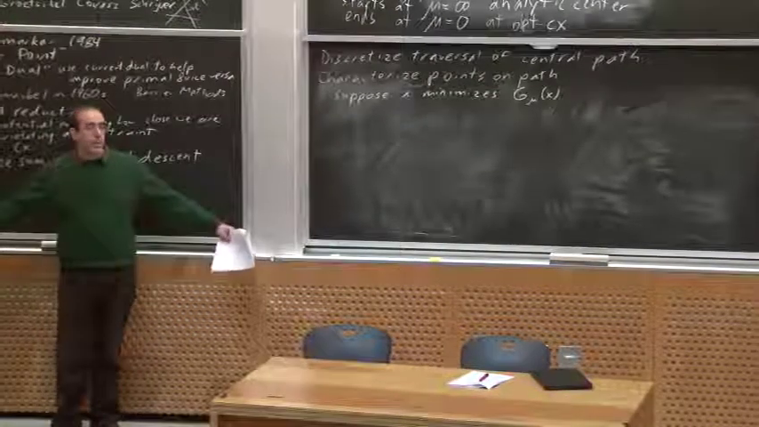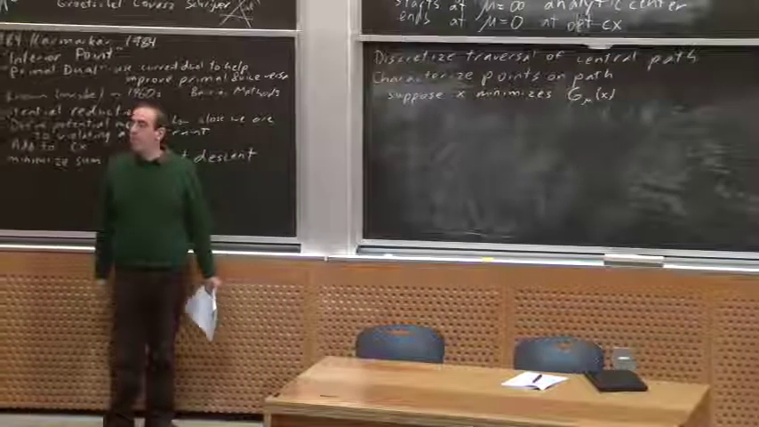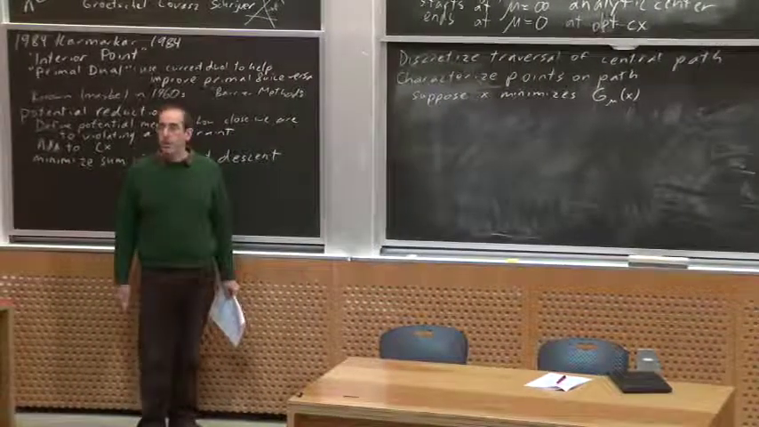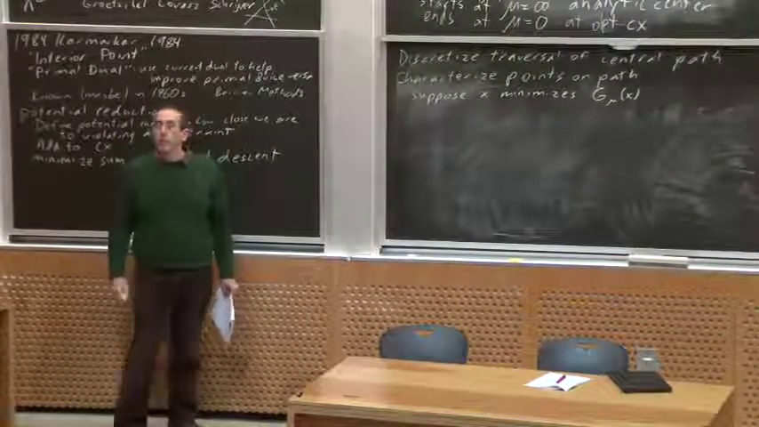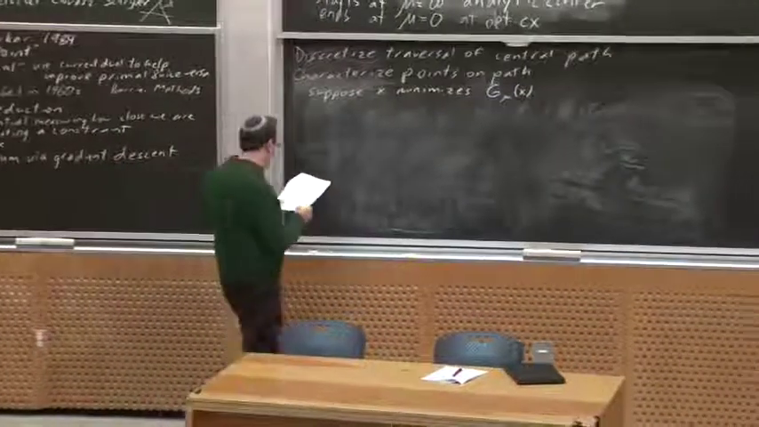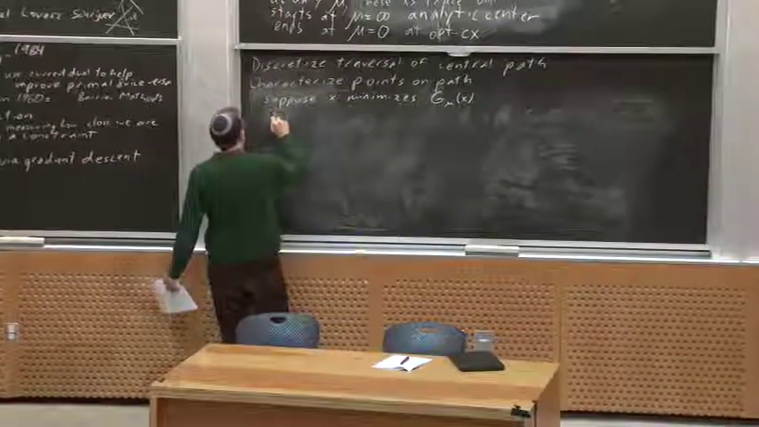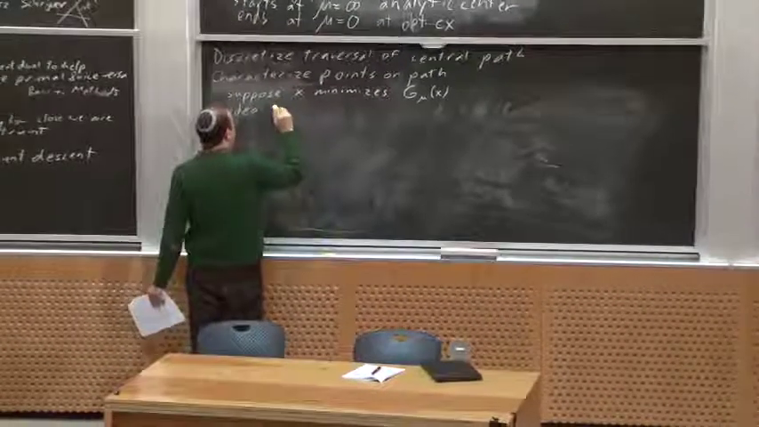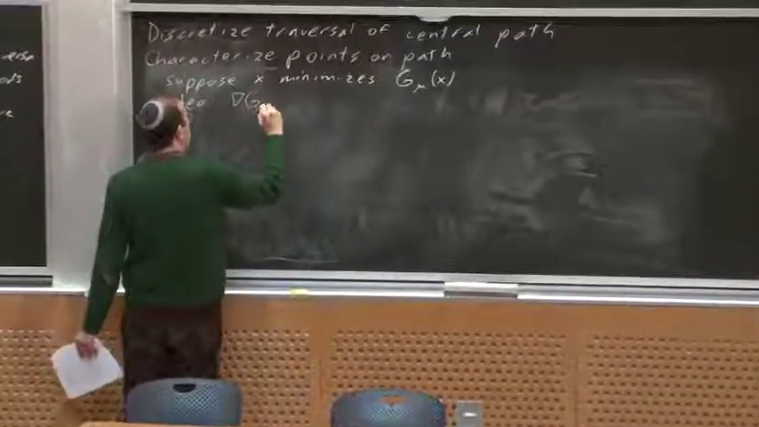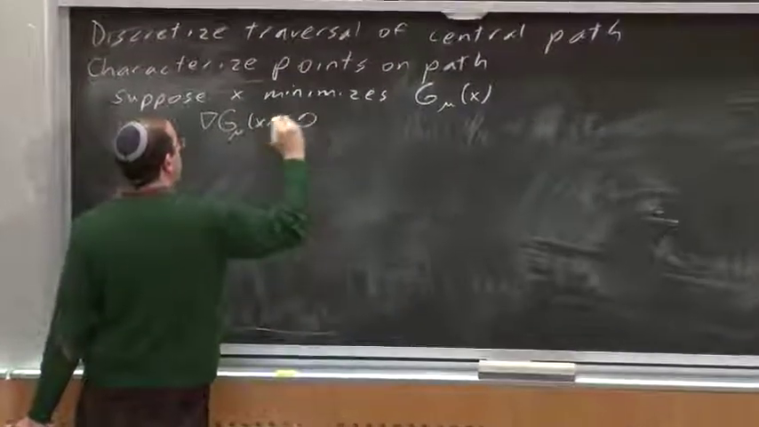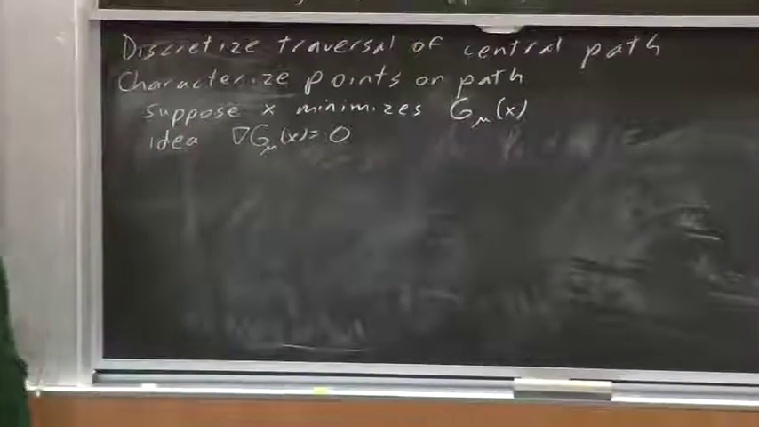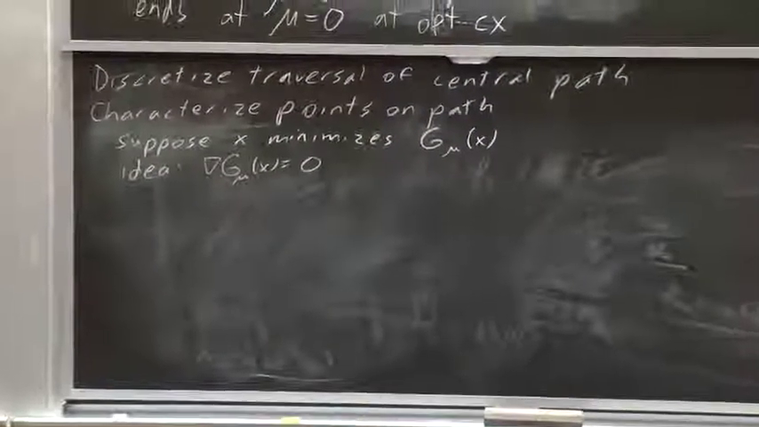Right, we've got this continuous function. We want to say that we're at the minimum possible value of the continuous function. Yeah? We take the gradient, right? So we have this idea. We want to say that the gradient of g of x is equal to 0. But this is not quite true. Why is it not quite true?